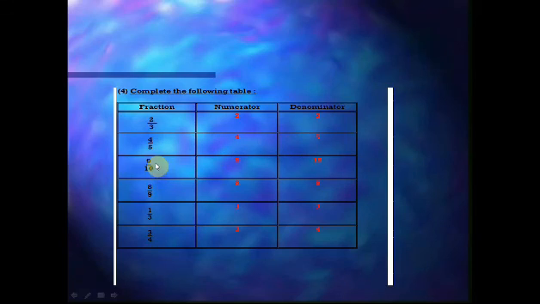In the third fraction, 9 is the numerator and 10 is the denominator. The fourth fraction, 8 is the numerator and 9 is the denominator. The fifth one, 1 is the numerator, 3 is the denominator, and the last, 3 is the numerator and 4 is the denominator. I think it's so easy.